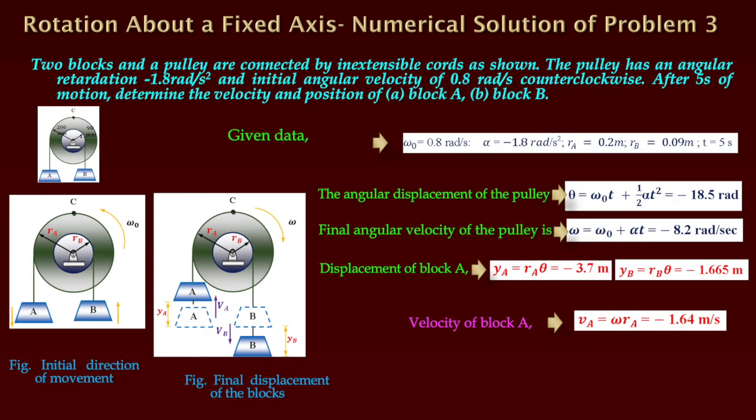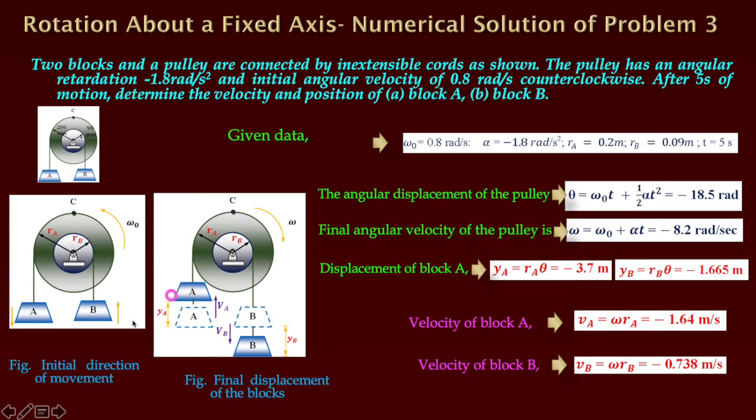Now the velocity of block B. We know velocity is omega into Ra for block A, that is equal to minus 1.64 meter per second. Similarly, the velocity of block B is omega into Rb, which is minus 0.738 meter per second. So this is the solution.